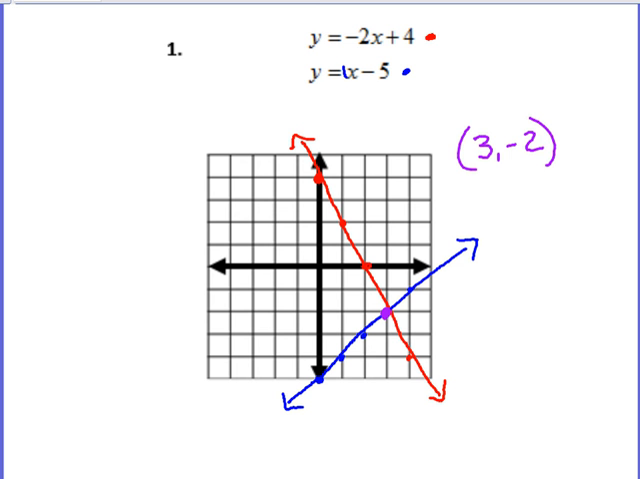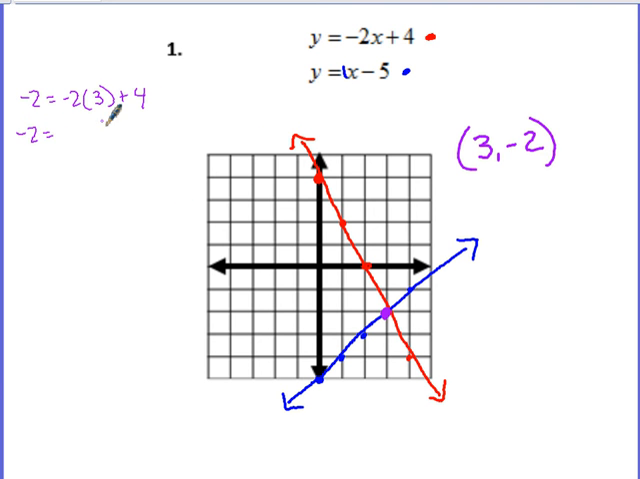Alright, and you're always going to check your work, and you're going to check by taking this ordered pair and plugging it into both equations. So I'm going to do the red line first. I would have negative 2 is equal to negative 2 times 3 plus 4, because I plugged the x and y values into that equation.